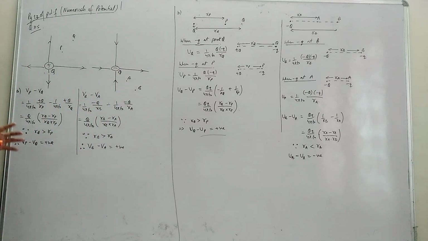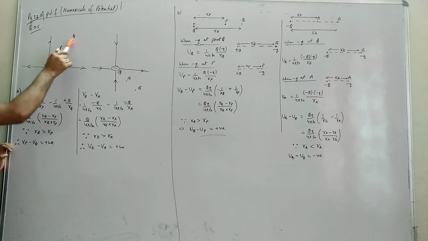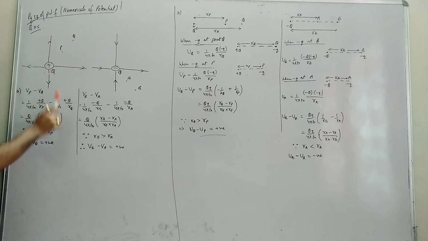Instead of the theoretical way the book has written, we start calculating. Potential at P due to this plus Q: the formula is 1 by 4 pi epsilon times Q by distance. I am taking the distance as Rp, from the charge to P. Minus potential at Q due to this plus Q: 1 by 4 pi epsilon times Q by distance, where the distance from the point charge to Q is Rq. Solve it, and you will get this.